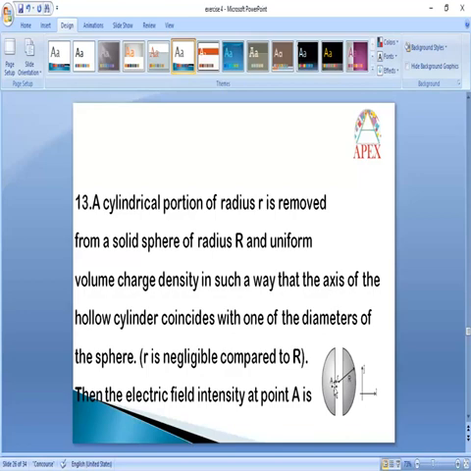Then it is very simple: if it is a complete sphere, then whatever the electric field we have at this particular point, first we calculate that, and then we calculate only the part due to the cylinder. By removal of the cylindrical part, the resultant electric field is the electric field due to the whole sphere minus the electric field due to the small portion of the cylinder.